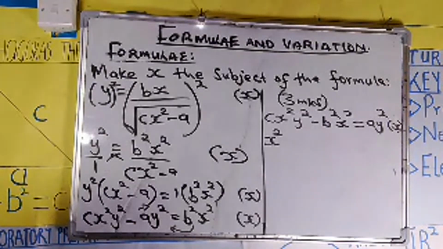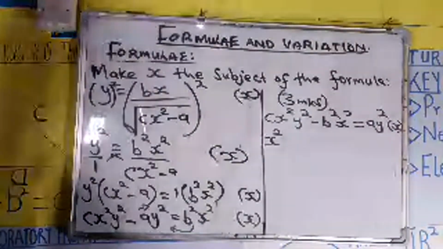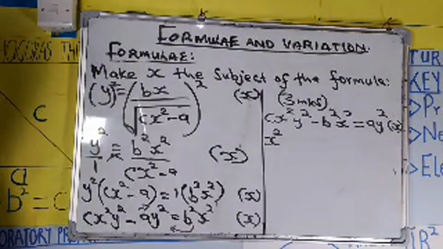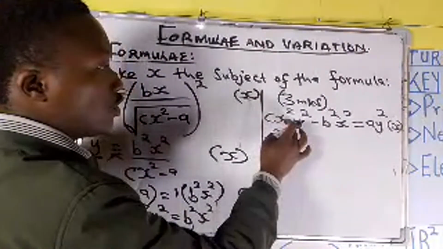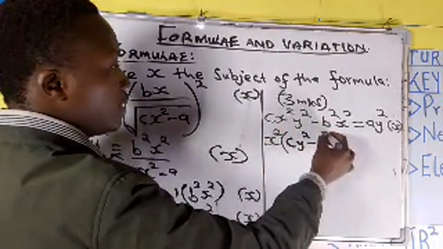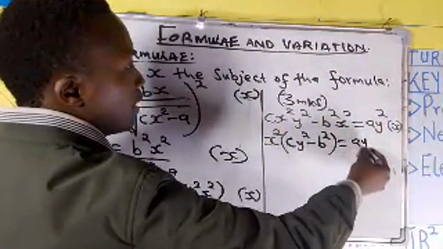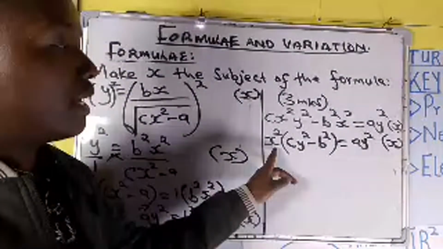Just a small mistake. Ni writing imeanguka kiasi. I think it's now back. Iko sawa. So itakuwa x squared itoke nje, tubaki na cy squared minus b squared is equal to ay squared, na tunamake x the subject. So tunataka tubaki na x hapa.